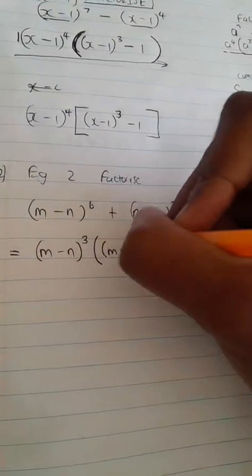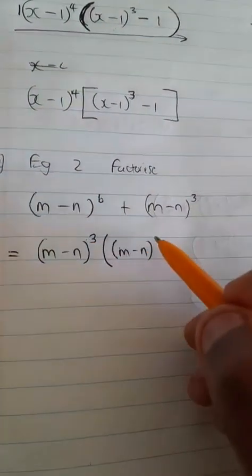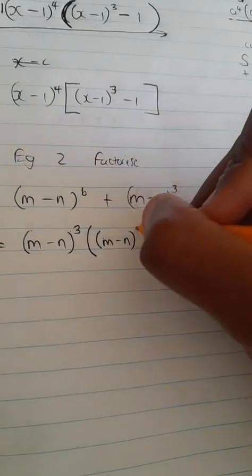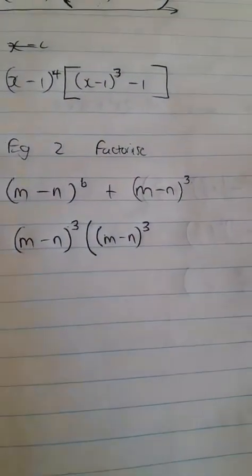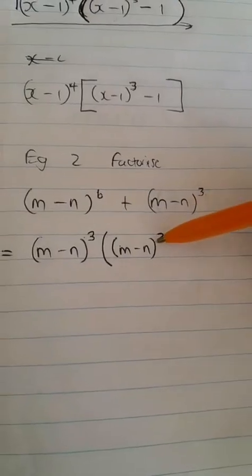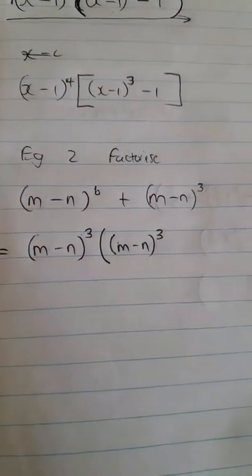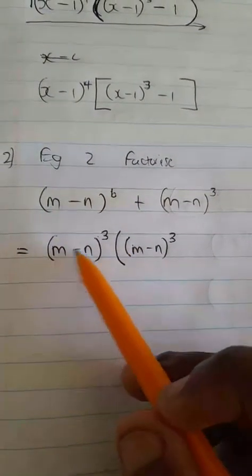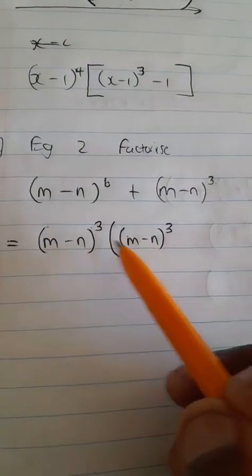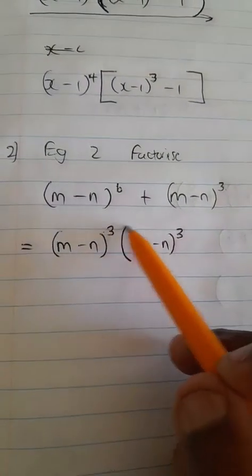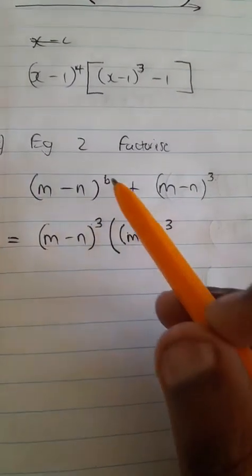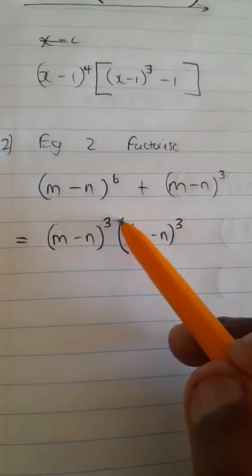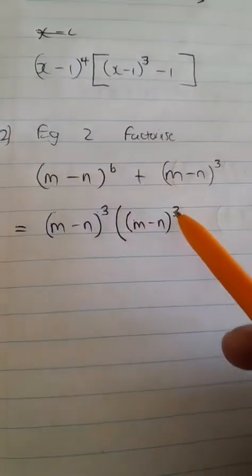Now m minus n will still appear, but if I have taken out 3, how many m minus n's do I need to add to get 6? I need to add 3 of them. Remember, in mathematics, whenever we are looking at exponents, if our bases are the same and we are multiplying, we keep the base and we add the exponents. So 3 plus 3 will give me the 6. That's why I'm always asking, how many of these m minus n's do I need to add to this number to get the 6 that I want? I add 3 of them.